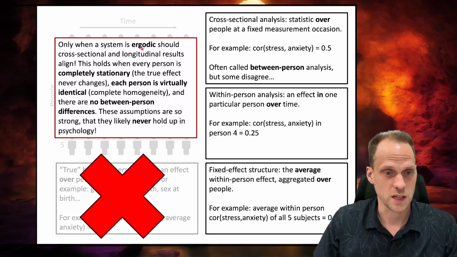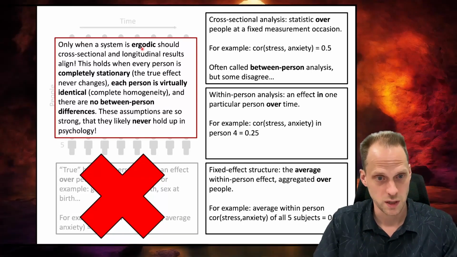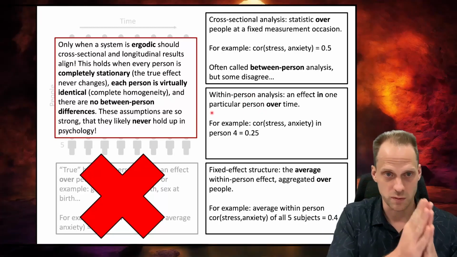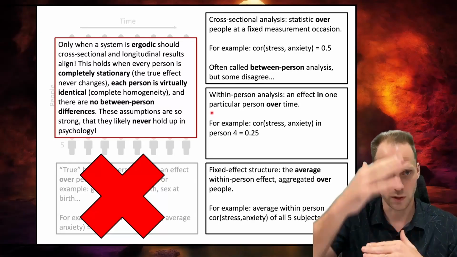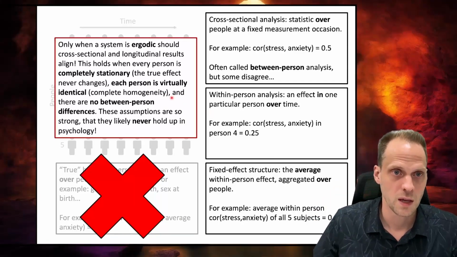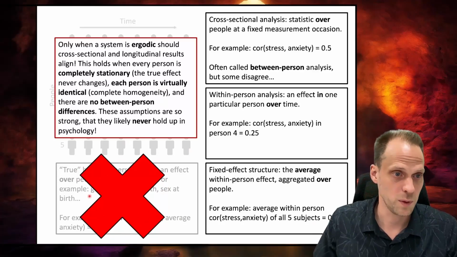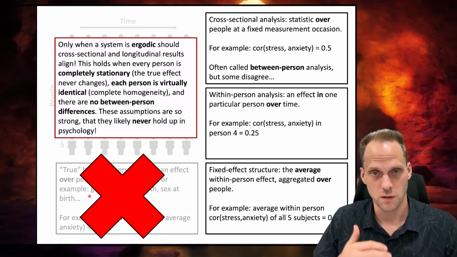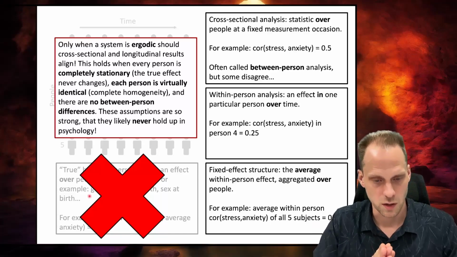So if this is the case, every person is exactly the same, with the same means and the same relationships, then if I would study one person, I would get the same results as if I study another person, if I aggregate over people, or if I do a cross-sectional sample. It also means that there are no between subject differences, because people don't differ, so there are also no relationships between stable averages. This is not true.